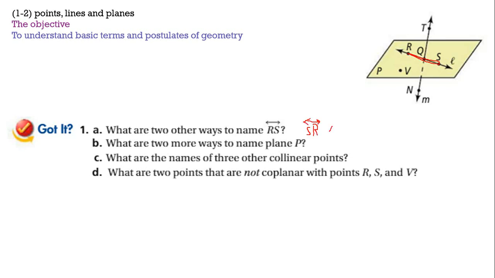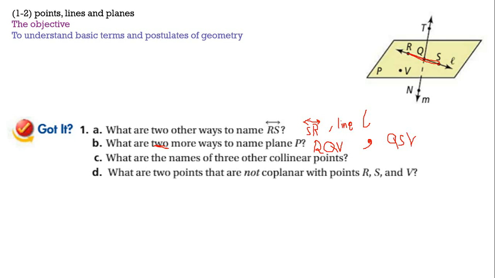We can say also line L. What are 2 more ways to name plane P? We can choose 2 more ways, so I need to write it in 2 ways. You can use 3 points. So R, Q beside each other, R, Q, V. And we can say QSV.